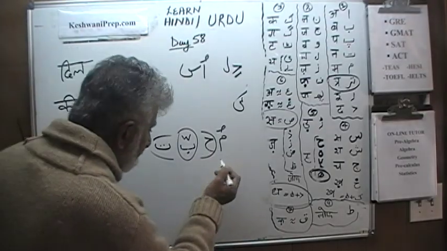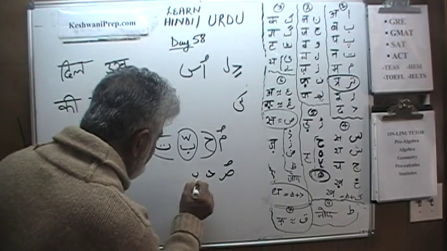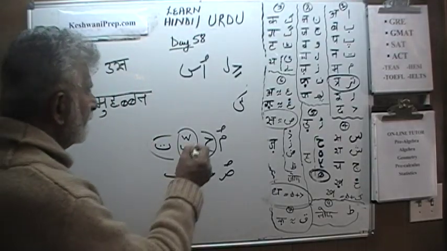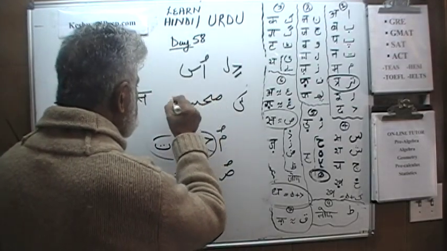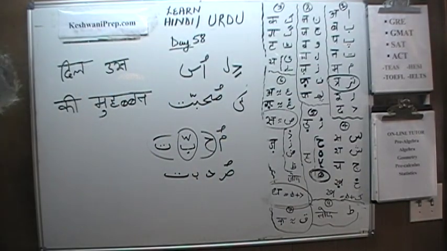Now the question is, how do we put it together? Well, it's very simple. Ma is going to take this shape, ha is going to take this shape, and the rest is just ba is going to be very tiny, and the last one is going to be very long. We just have to put them together. Voila. Mohabbat.